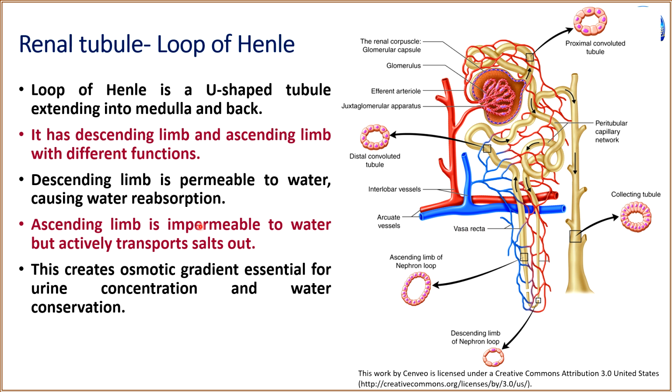The descending limb is permeable to water and causes water reabsorption, while the ascending limb is impermeable to water. And one more thing is, it actively transports salts out, thereby concentrating the urine as well as sending out salts to maintain osmolarity. So this arrangement establishes an osmotic gradient in the medulla, and this is required for concentration of the urine. Thus, the loop of Henle plays a very crucial role in water conservation.